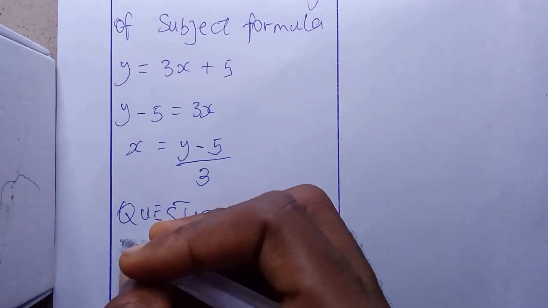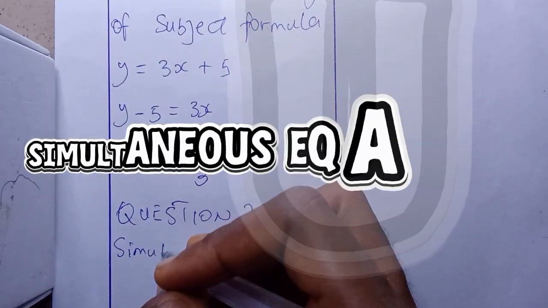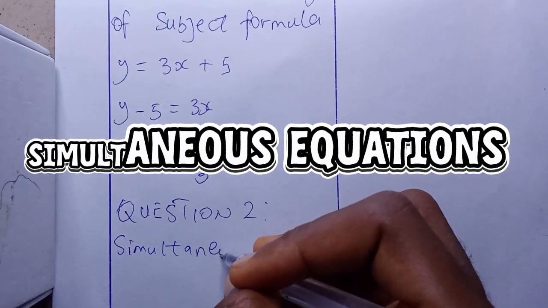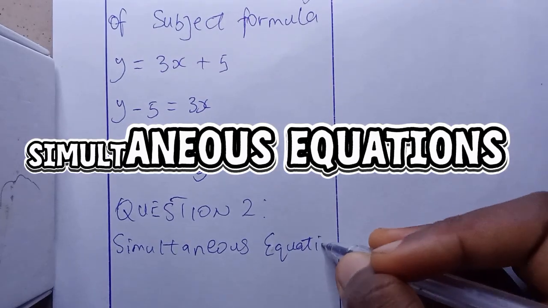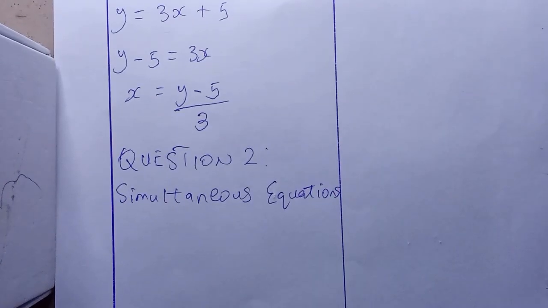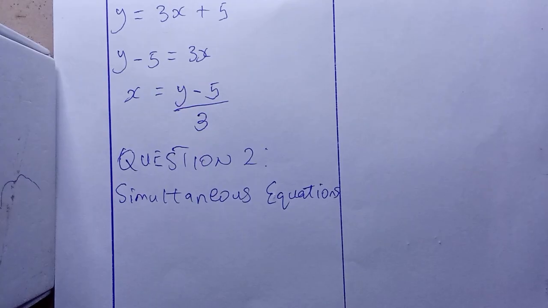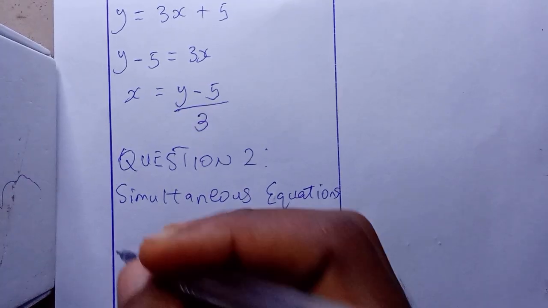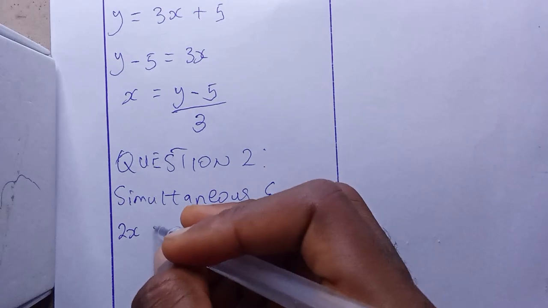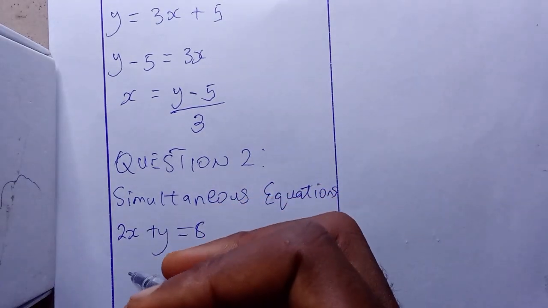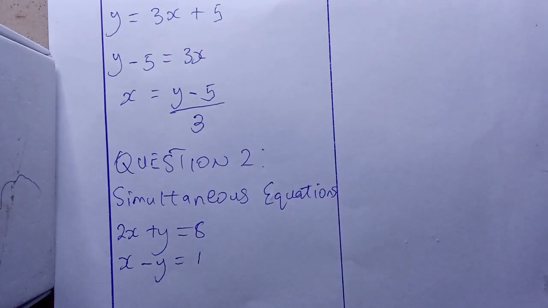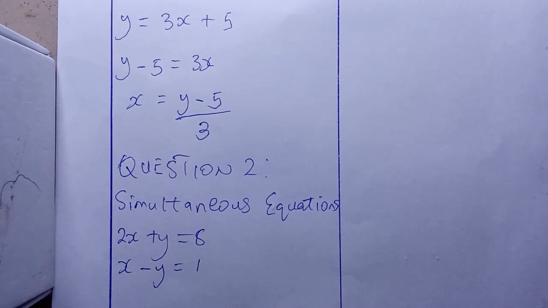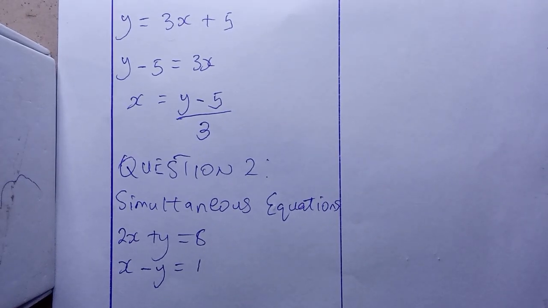Simultaneous equations. WAEC asks this almost every year. Example, we have 2x plus y equals 8, and we have x minus y equals 1. Now we should solve this. We should find x and y. This is a simultaneous equation. You have to use either the elimination or substitution method. Then you find your x and y.